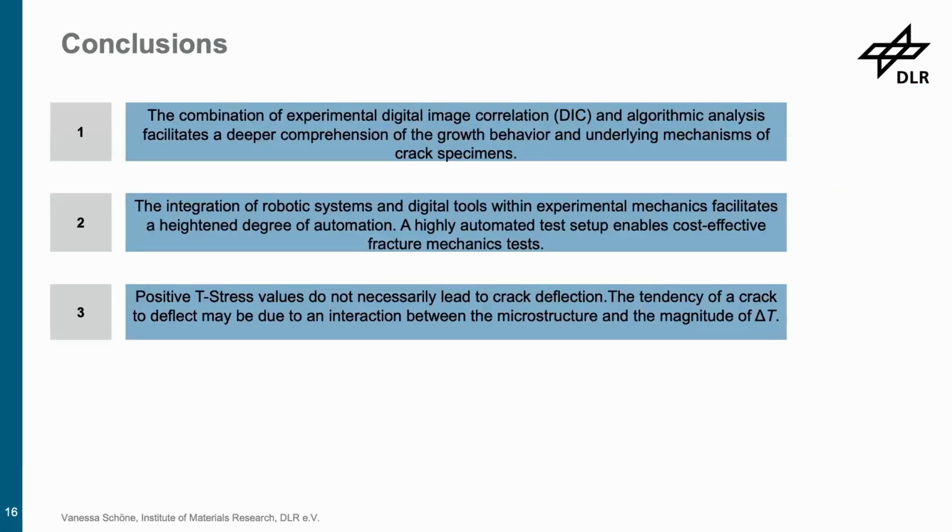Coming to the conclusion, I've shown you that classical fracture mechanics experiments can be enhanced with methods like digital image correlation. This enables us to get a deeper insight into the underlying mechanisms of crack growth. This is only possible because of the higher level of automation, as you can see with the robot moving to the crack tip position during the experiment. The highly automated test setup enables cost-efficient fracture mechanics tests with a higher data output that can be the base of data-driven experiments.